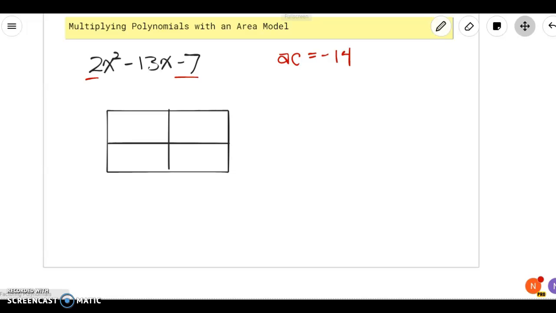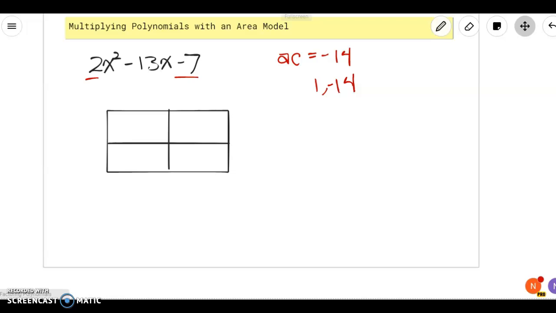So I'm looking for two numbers that multiply to negative 14, but add or subtract to negative 13. Offhand, it sounds like 1 and 14 would work, so long as I make one of those positive and one of them negative. If I'm adding them together and they add to negative 13, it sounds like I should have positive 1 and negative 14.